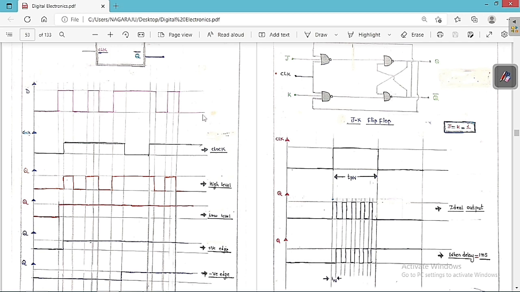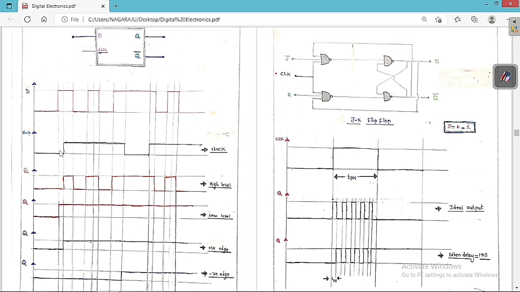Now I am going to explain, suppose a clock signal is given. I will explain high level triggering, low level triggering, positive edge triggering, and negative edge triggering. Now we will discuss each and every aspect of this. This is the general clock we are going to give in this fashion. This is the clock signal.